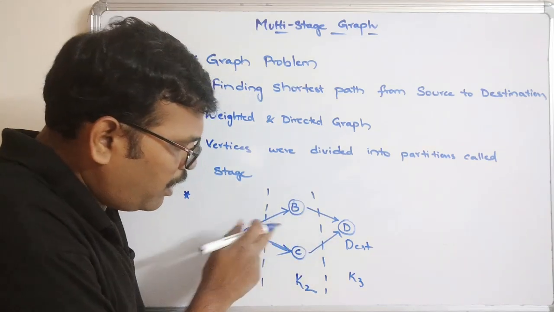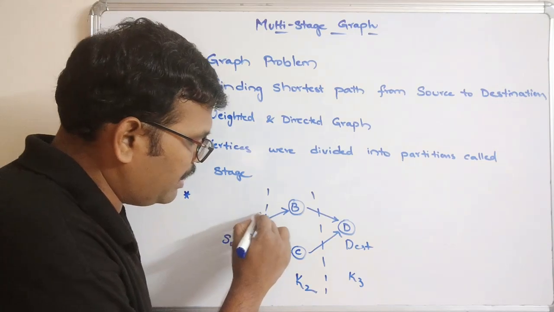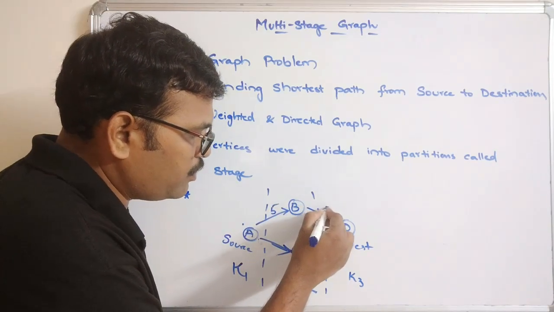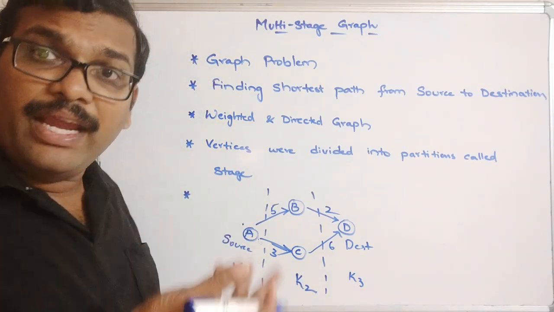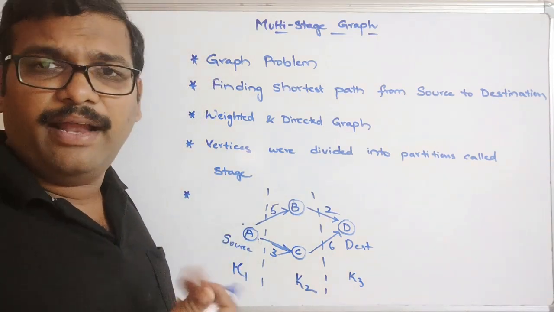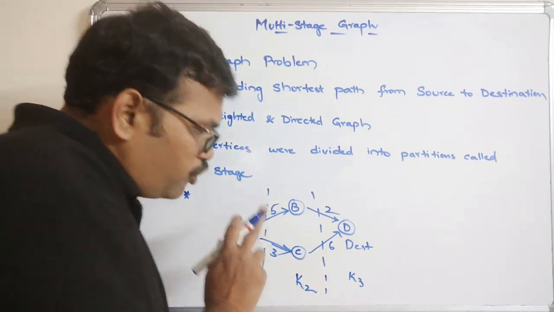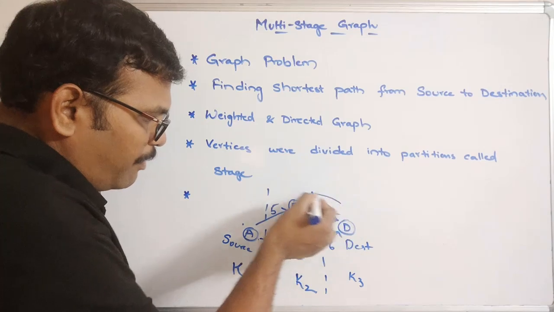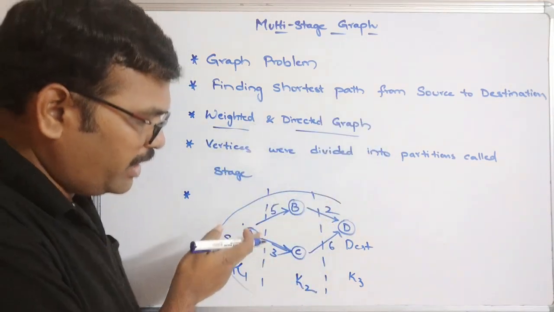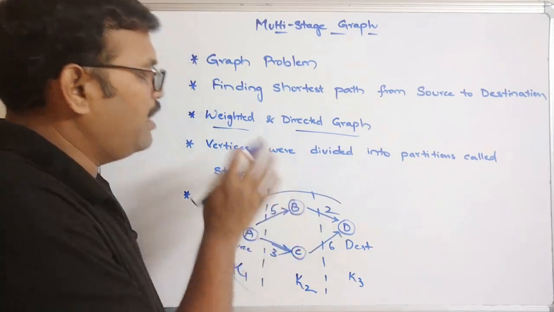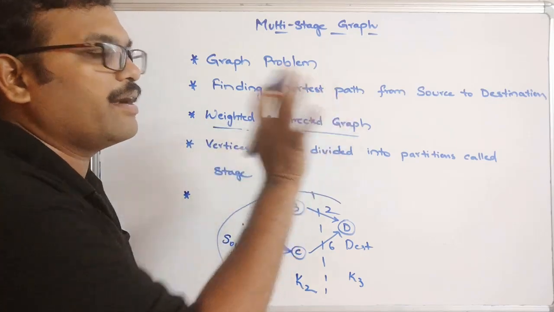And also every edge should have a weight. For example, the weights are 5, 2, 3 and 6. You can call them a weight, a cost or a distance, anything. Weight, cost or distance, there should be this one. Such a type of graph we can call a weighted directed graph. Here we have the directions and also a weight for each and every edge. So this will be the weighted and directed graph.